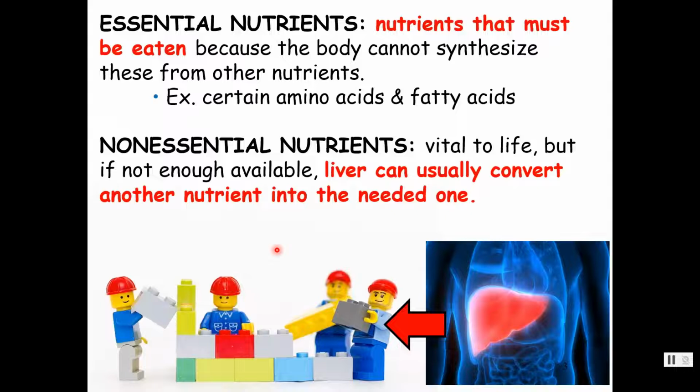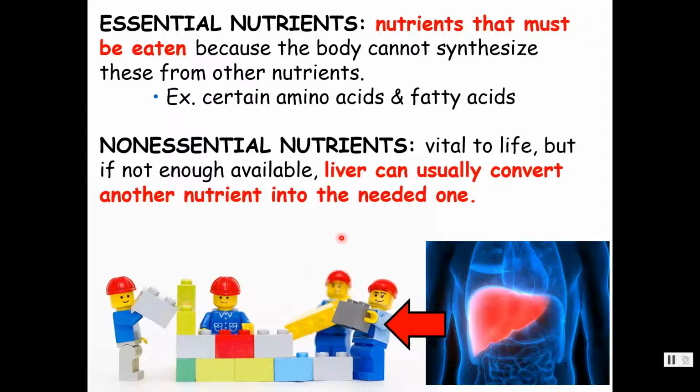So there are 2 other classifications of nutrients. Some nutrients are essential and other ones are non-essential. That word essential means this particular nutrient has to be eaten, meaning the body cannot make it from other things. And so there are 8 essential amino acids, 2 essential fatty acids, 13 vitamins and 15 minerals that must be consumed in the diet.